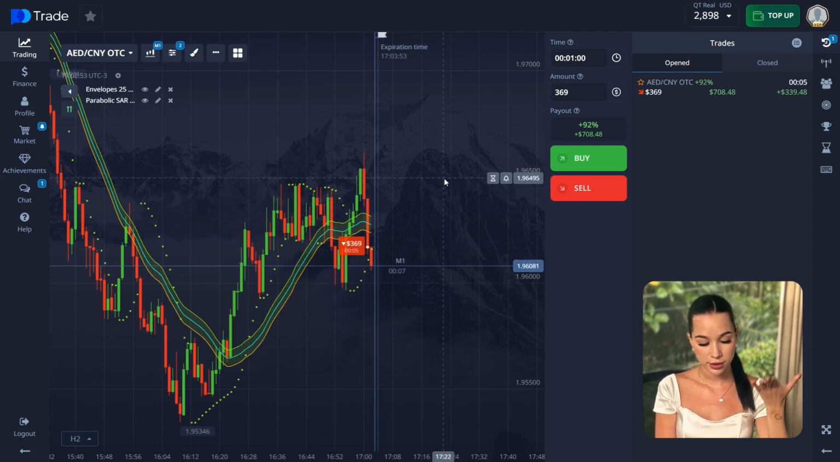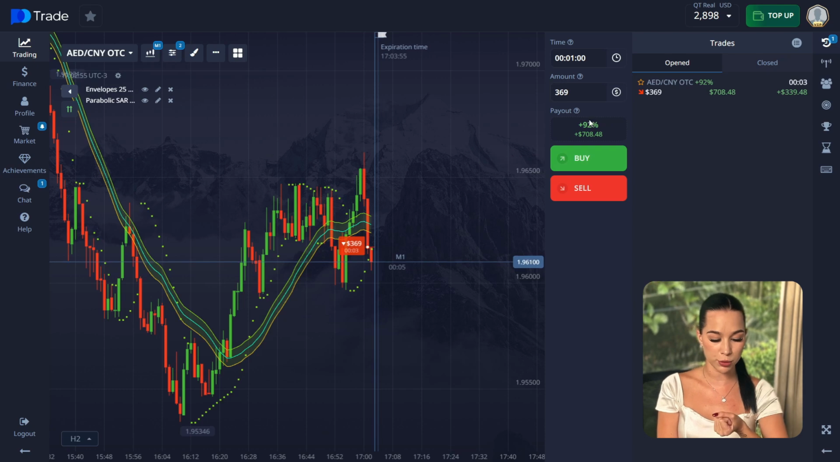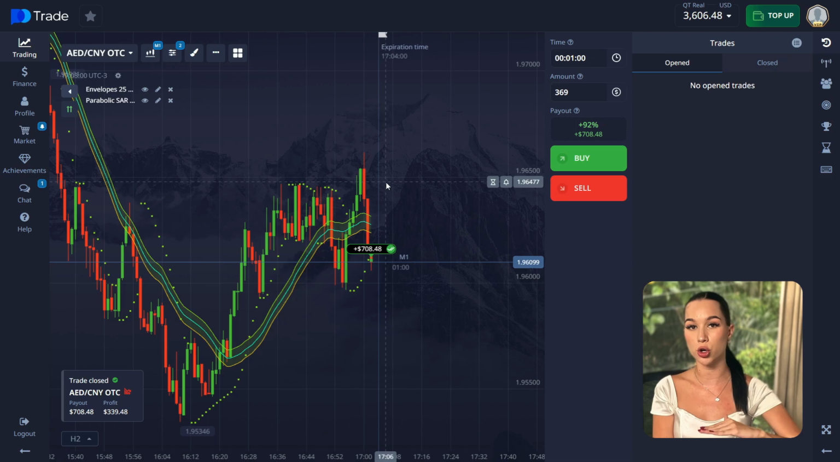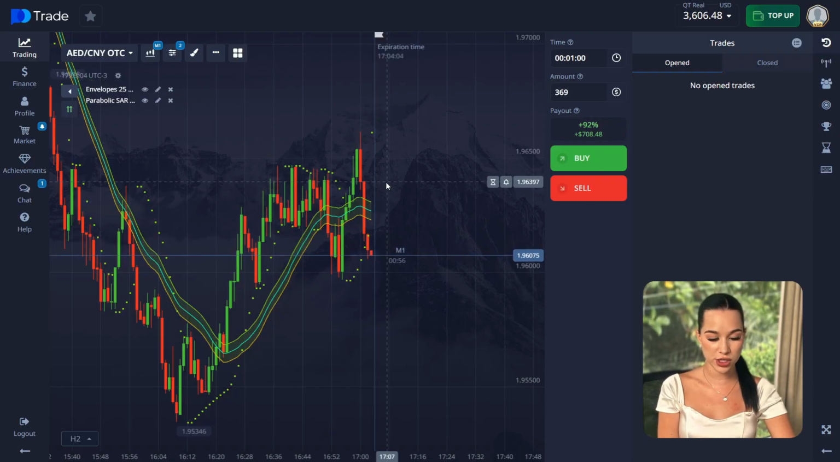Parabolic SAR is showing us the upward or downward movement. When we see that the green points of Parabolic SAR are below the chart and moving from bottom to top, it gives us a buy signal. So guys, we close this trade in the plus.